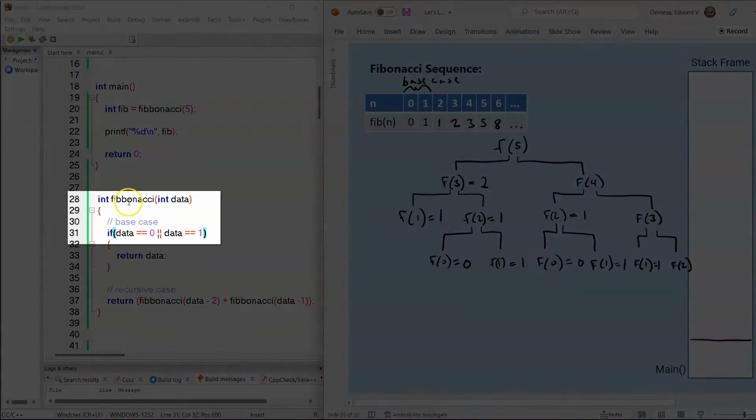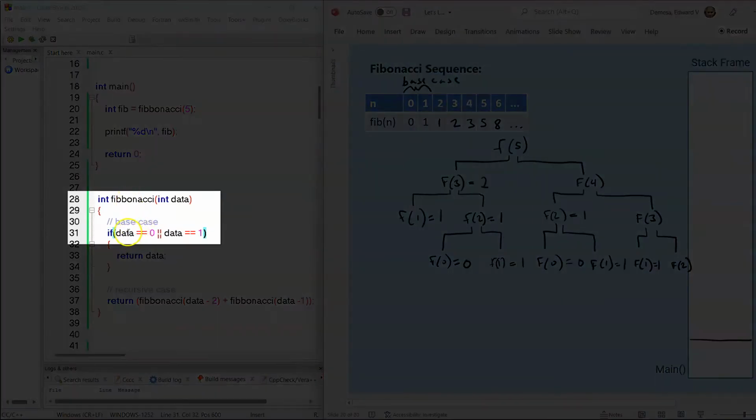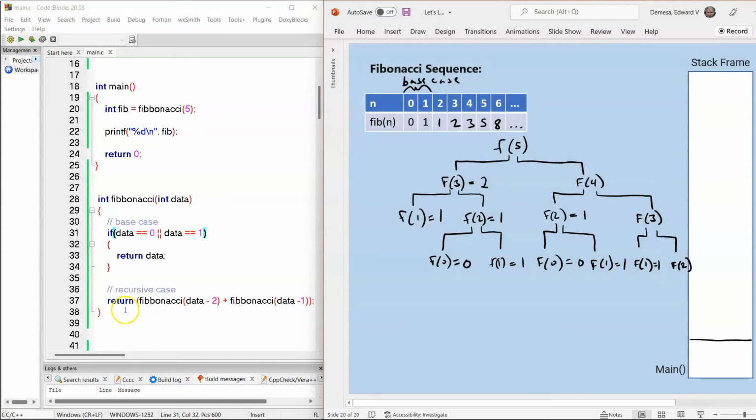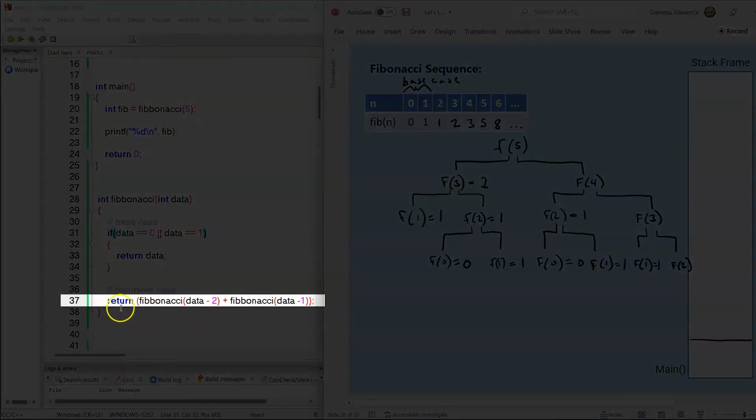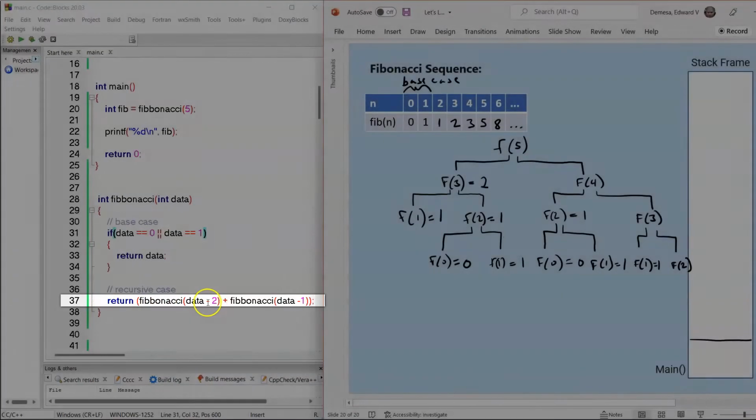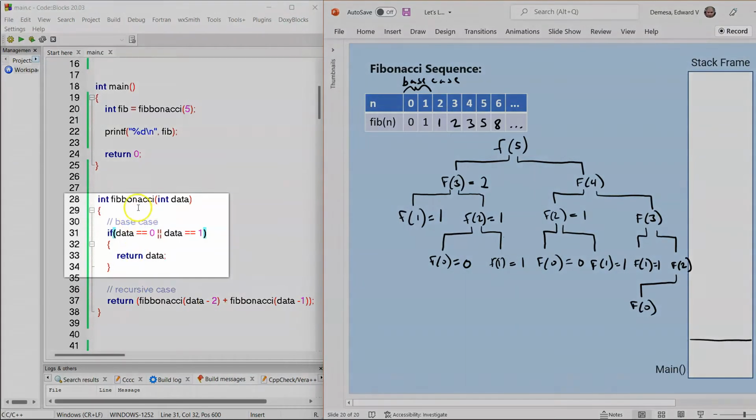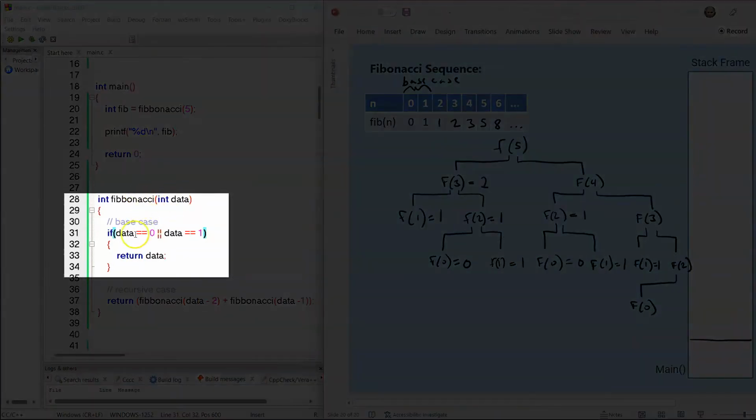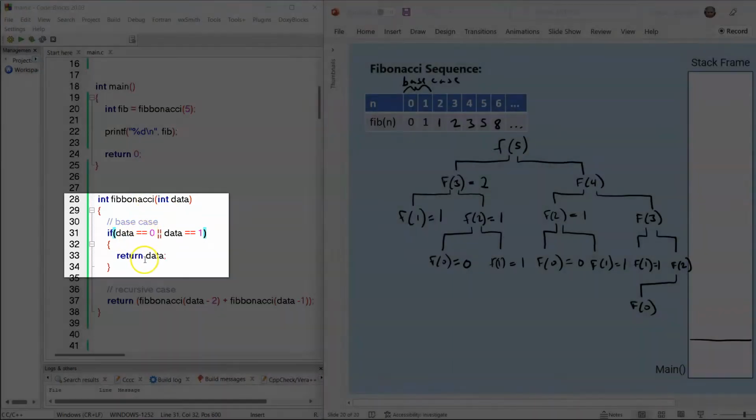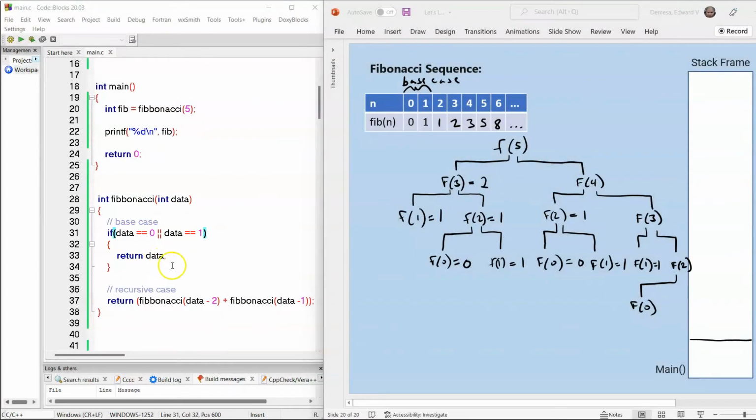Compiler then goes to line 28, enters the function, and it checks the condition on line 31. Does 2 equal 0? No. Does 2 equal 1? No. So it jumps to line 37. And on line 37, it calls the first recursive function, 2 minus 2, so it calls f of 0. Compiler then jumps to line 28, enters the function, and it checks the condition on line 31. Does 0 equal 0? The answer is yes. And so it returns that data, which is 0.